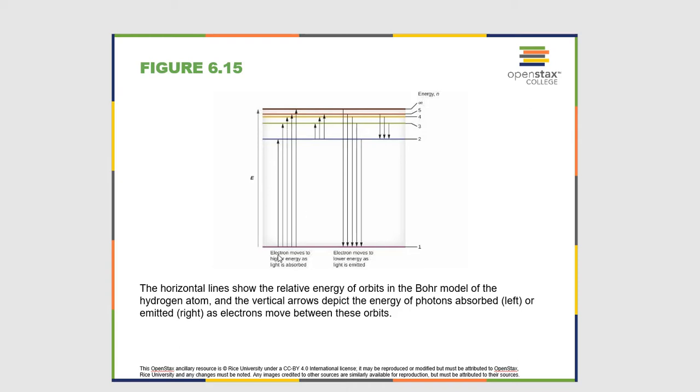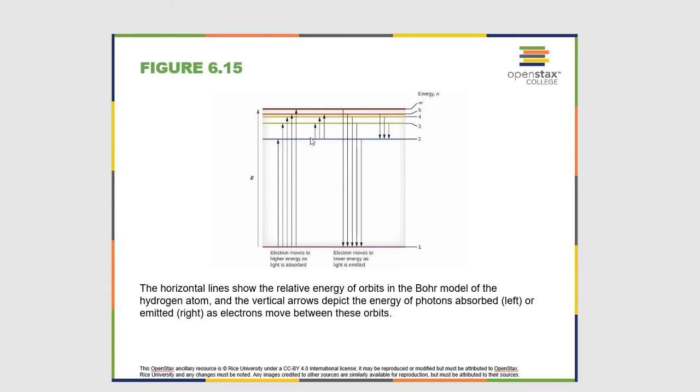So if light is used to move an electron from a lower energy level to a higher energy level, that's called an absorption. If an electron falls from a higher energy level to a lower energy level, that is called an emission. So this is absorbed and this is emitted. This is exactly what we talked about a minute ago, but we did not have these labels on there.